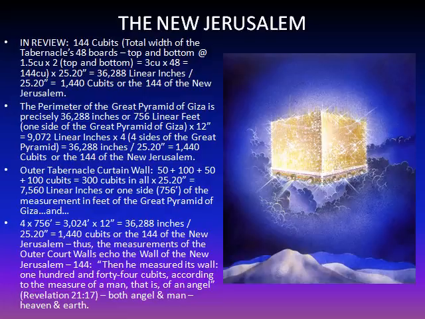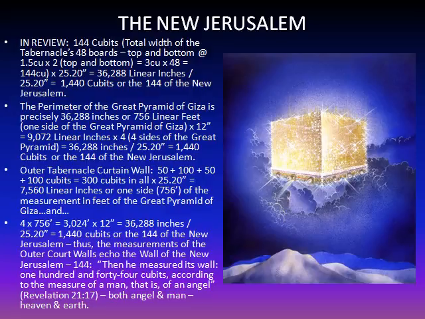The outer tabernacle curtain wall of 50 cubits on one side, and 100 cubits on its longer side, and 50 cubits on its opposite 50 side, and 100 cubits on its opposite 100 side, that is, the whole perimeter of the outer tabernacle curtain wall is 300 linear cubits in all, times 25.20 inch of the sacred cubit itself will equal 7,560 linear inches, or, if you would, one side as a fractal of the 756 linear foot of the measurement in feet again of the Great Pyramid of Giza.